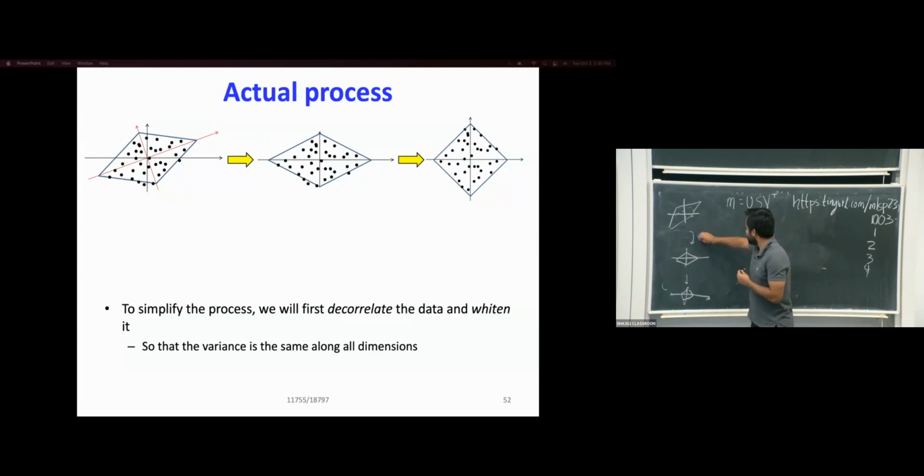So I think this is V, this is S. This next part will be the rotation back. This is a bit challenging. But these two steps are called, this is decorrelation, and this is whitening. So you'll see in the next slide that it will be clear.